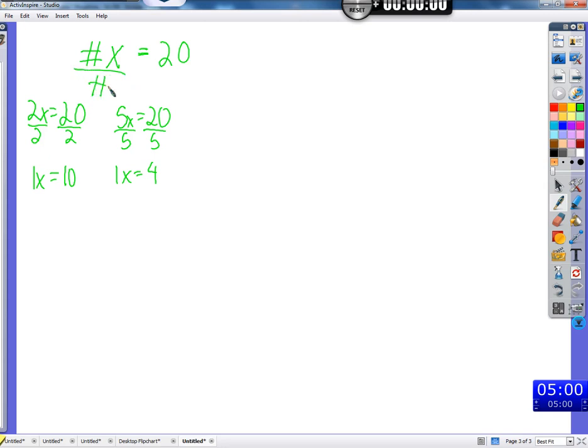Divide by that number, right? And that number divided by that number will be 1. And this number over here, 20 divided by whatever. We could substitute 2 in there, 5 in there, 3, 17, whatever that number is, and divide so that that coefficient divided by itself will be 1, and we'll just have 1 times x.